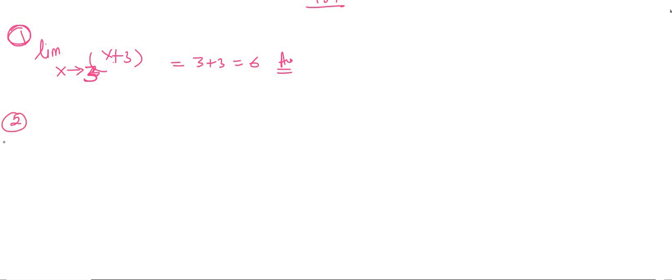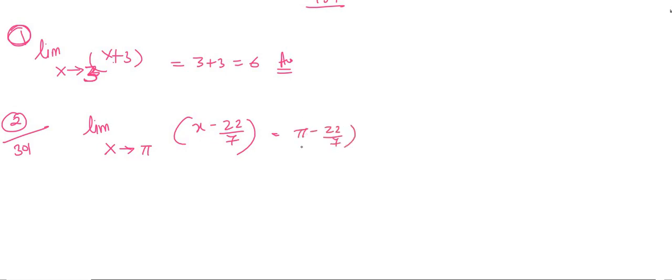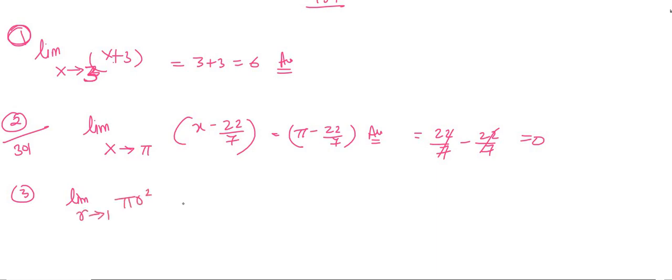Second, you will find on page number 301. Limit x going to pi, x minus 22 by 7. Let me just put the value: pi minus 22 by 7. This is your answer. If you want, you can put 22 by 7 minus 22 by 7, which is almost 0. Third question: limit r tending to 1, pi r square. Just put r here, so pi into 1 square. So it is pi. This is your answer.